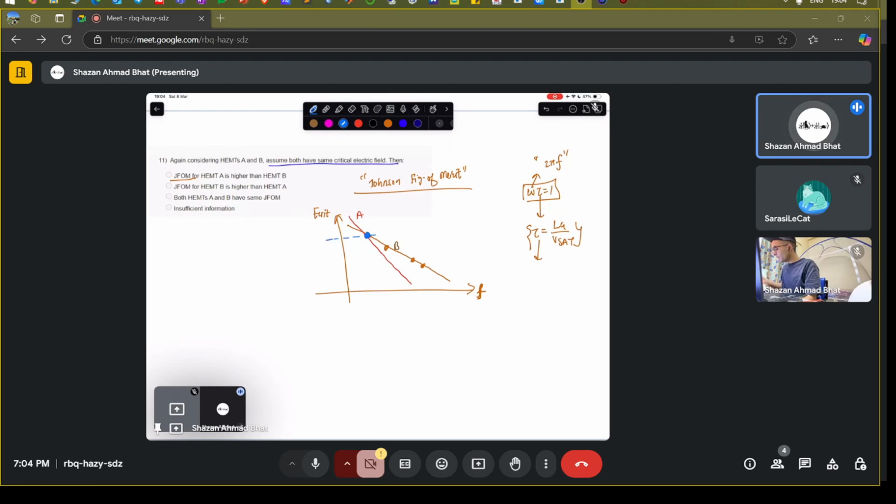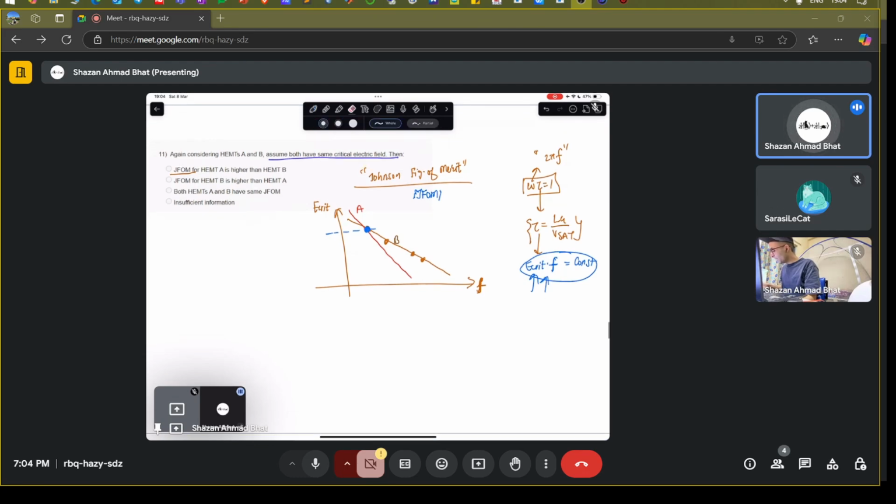If they have the same critical electric field, that means they are going to have the same Johnson figure of merit. The Johnson figure of merit is basically the critical field times the frequency, which is equivalent to some constant. So if you have the same critical electric field, then it will support the same frequency, which is the microwave frequency. That means it will have the same Johnson figure of merit, because the critical field for both is the same.